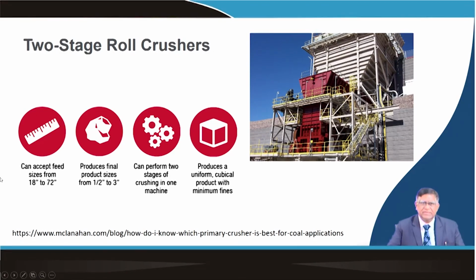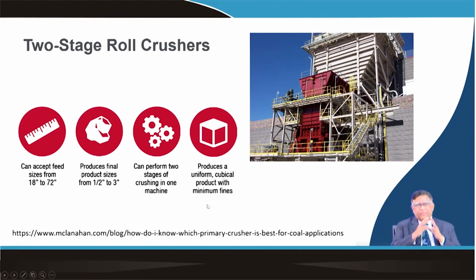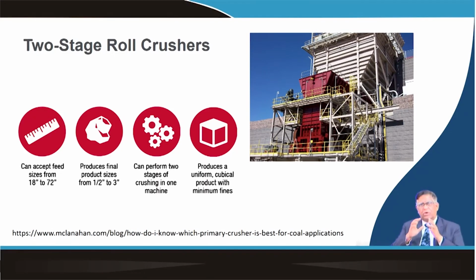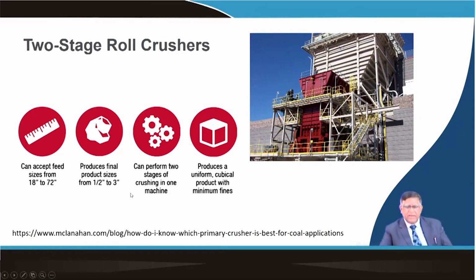Here also you can see that their sizes are 18 to 22 inches, and then products from half inch up to 3 inch size can be made. So, it is also able to produce a very good size matrix, so that uniformity of the size can be maintained. Like that, in coal in-pit crushing and conveying in a coal mine, such types of crushers are used.